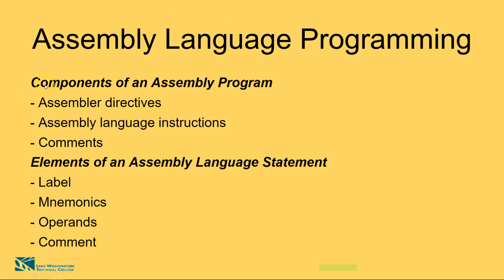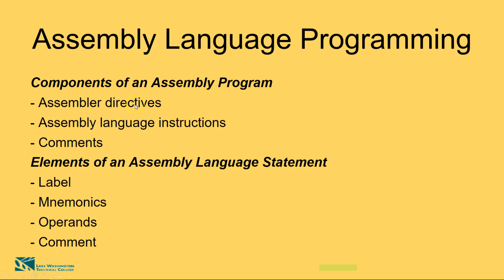Now here you see two subtopics. First is the components of assembler program, and under that we have assembler directives, assembly language instructions, and comments. Then we have another subtopic which is elements of an assembly language statement, and under that we have label, mnemonics, operands, and comments. So I'll just quickly go through this, and then we're going to discuss assembly directives in detail in the next lecture. So let's first understand what is assembly directives.